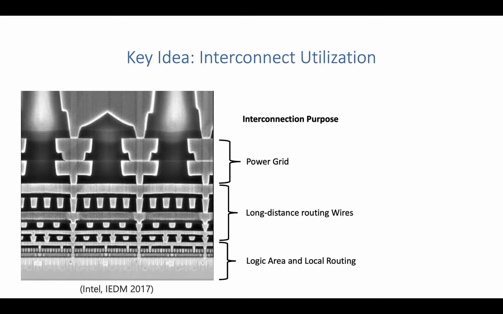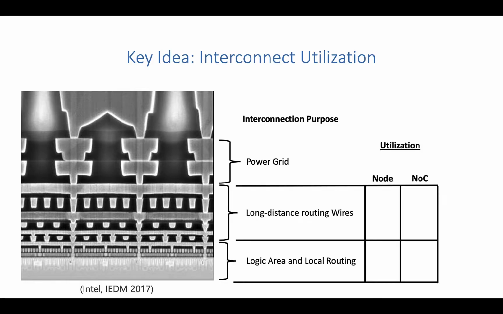This slide depicts a relatively modern process stack, which we have split into 3 regions. At the top, we have the power grid, which has large, relatively sparse wires. Below that, we have the long-distance routing wires, which are used to move signals a long distance across a chip. Below that, we have the logic area and local routing, which is used to connect transistors. Now, if we focus on the lower 2 layers, and we study how the node and NoC utilize these process layers, we can see how the concept of NoC Symbiosis arises.